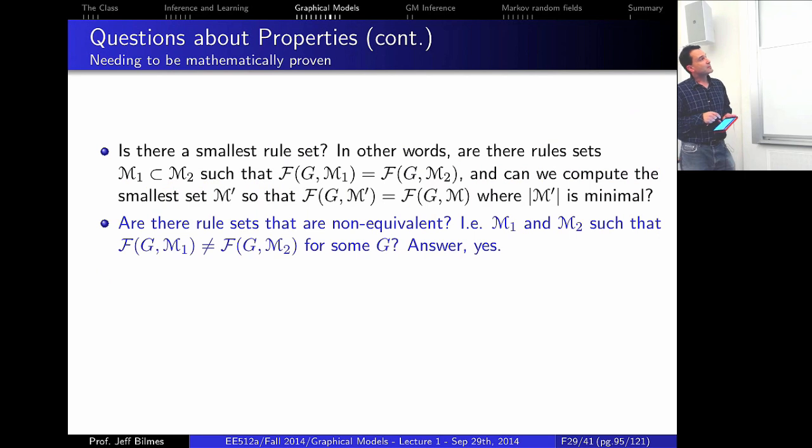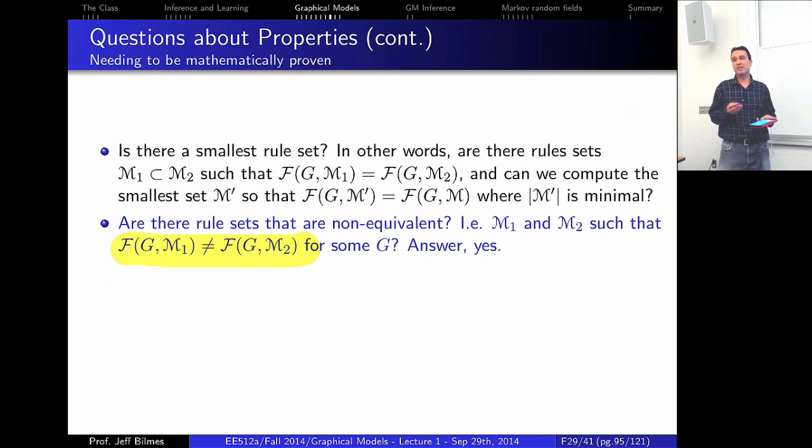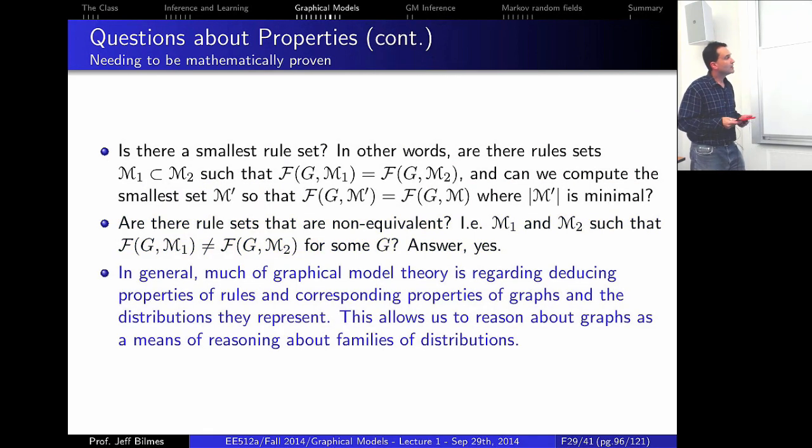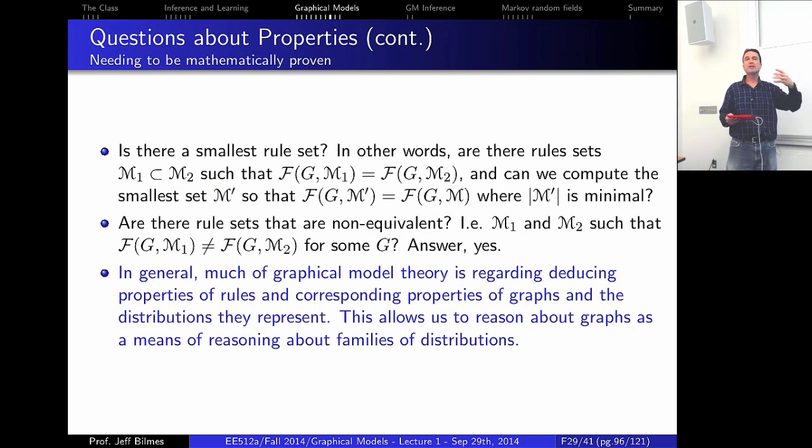Are there rule sets that are non-equivalent? Well, this should be clear, right? For the same graph, you have different rule sets that specify different families. Yes, this can happen too. So like I said, much of graphical model theory is deducing properties of these rules and the corresponding properties of graphs. And novel graphical model theory is, for example, developing new types of graphs and new types of rules and semantics and saying how they usefully describe subsets of probability distributions. So we're not going to get too much into this, but we should certainly be aware of it.